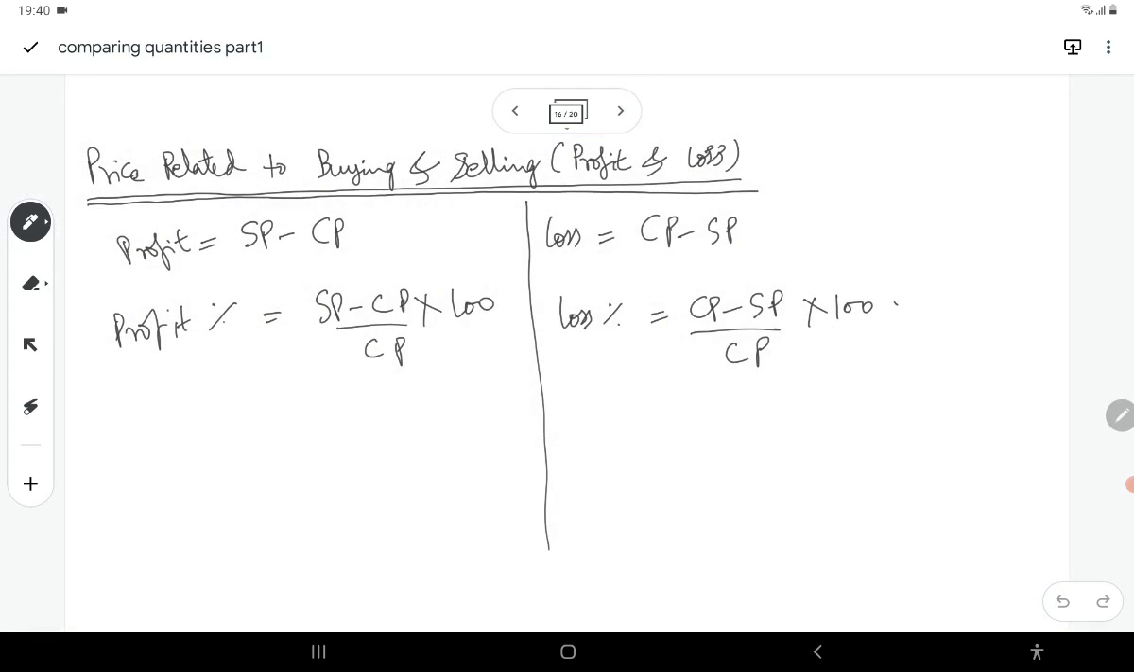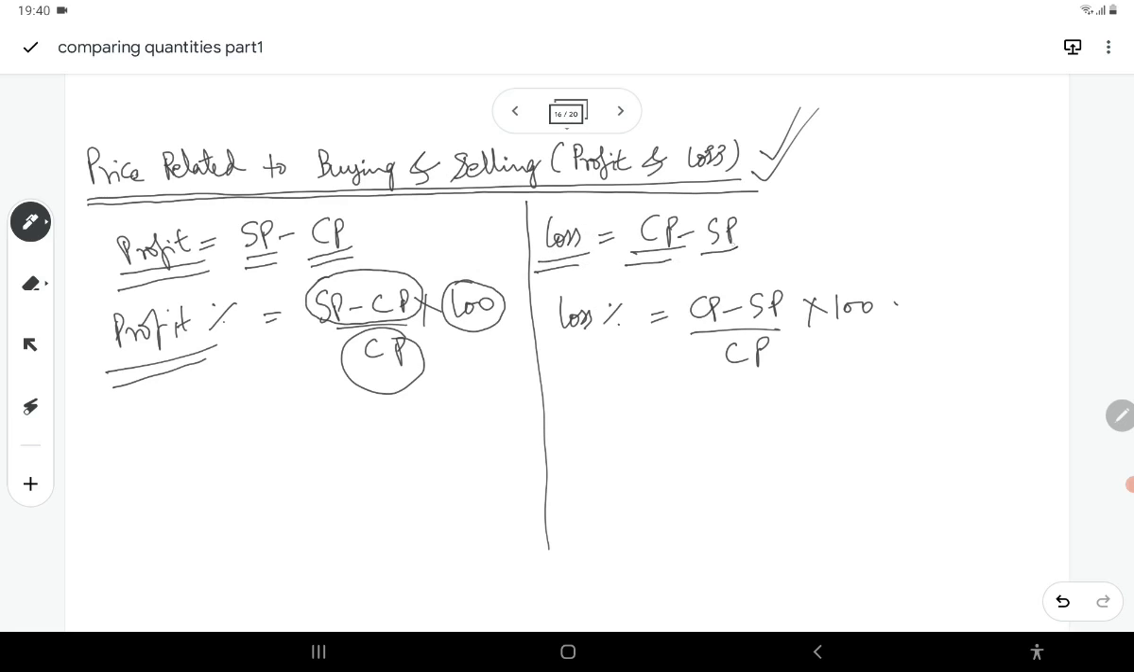Next concept is price related to buying and selling, that is profit and loss. So what is the formula for profit? It is selling price minus cost price, and the formula for profit percentage is profit, that is selling price minus cost price, divided by cost price into 100. Similarly, the formula for loss is cost price minus selling price, and the formula for loss percentage is loss, that is cost price minus selling price, divided by cost price multiplied by 100.